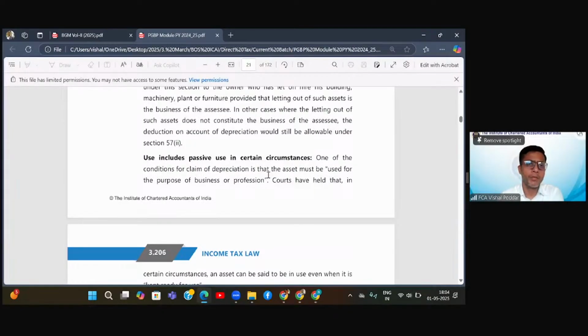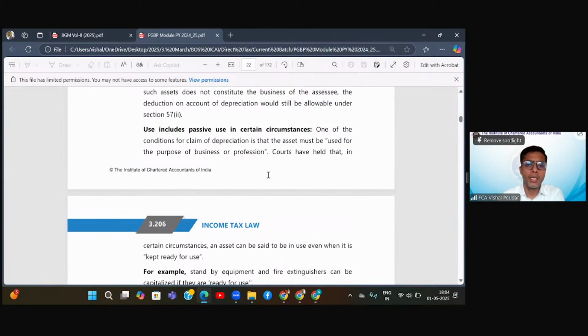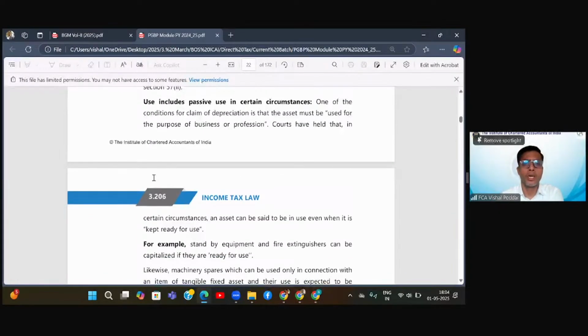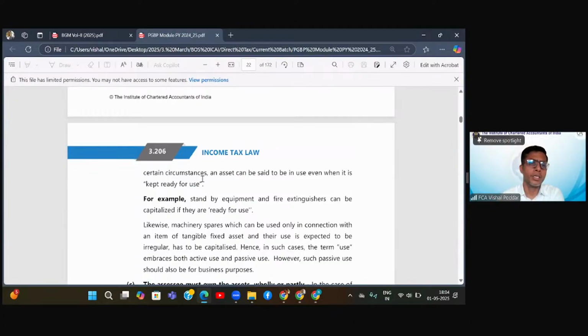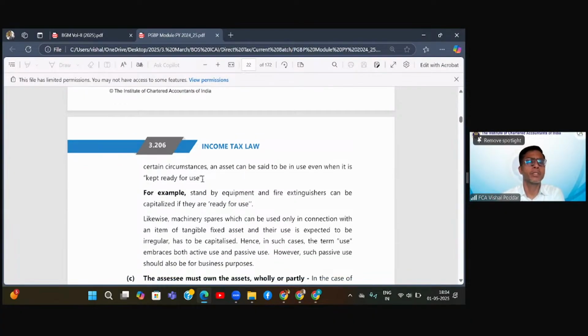Second thing that they have clarified is when we are saying use, it may be active use or it may be even passive use. What is a passive use? So they are saying that passive use means where the asset is kept ready for use. So many times we have a standby machinery. We have an additional equipment which is always kept in reserve, so that in case your main machine or main equipment fails, your production should not be stopped. That is a standby equipment. Another very best example of this is a fire extinguisher. You may in reality never use it, and eventually it may even expire and you may have to replace the fire extinguisher. Still, it is said to be ready for use and it is eligible for depreciation.